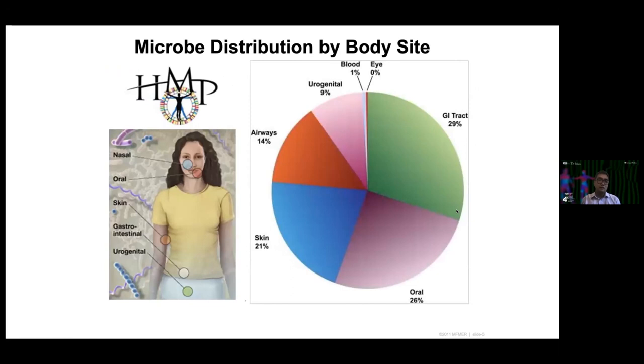So I guess about 15 years ago now, the HMP, the Human Microbiome Project, started, where NIH really wanted to get a survey of all the different microbes all around the body and try to understand what they were. And this was a ginormous undertaking. They sampled everything from, as you can see, the eye, where they didn't get very much, to the airway, to the GI tract, to the urogenital tract, with the goal of trying to, for the first time, map out what is the microbiome of our body.